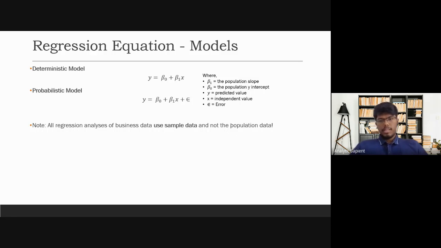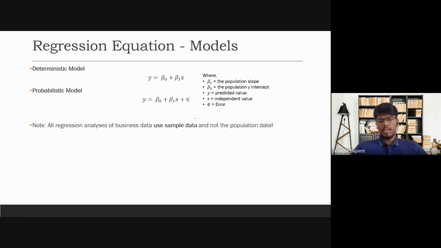Because getting the population data is very tiresome, it takes a lot of effort and money. For example, in cars only, you may take a sample from different states, but if you want the population, you need everything, like all the sales of used cars in all the years across India, across the world, and then you'll get the perfect regression. But we don't have that much effort and time, right? So that is why we always use sample data in regression analysis.